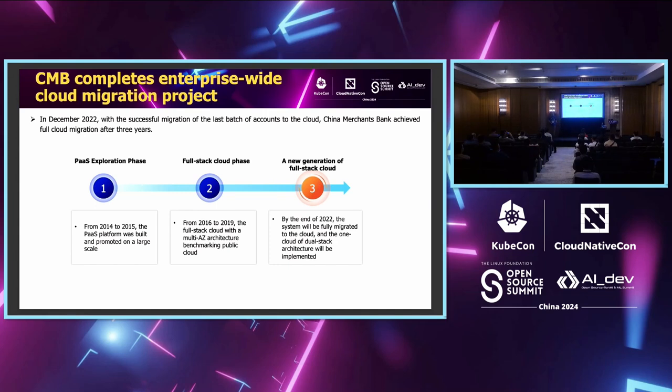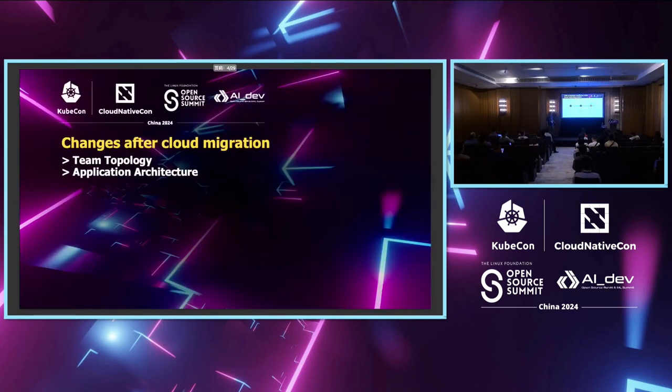This practice was divided into three phases. The first phase is the path exploration phase. We built the large-scale PaaS platform to promote large-scale applications. And then we built the full-stack cloud with the multi-AZ architecture, benchmarking public cloud. By the end of 2022, the system was fully migrated to the cloud, and the one cloud with two stack architecture has been implemented.